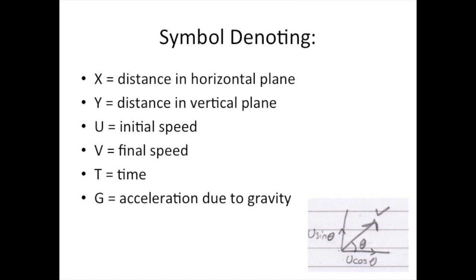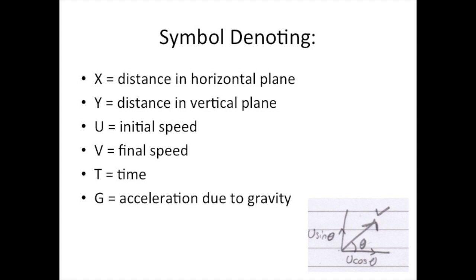So let's get some symbols cleared up before we start. X will equal the distance in the horizontal plane, Y is going to equal the distance in the vertical plane, U is going to equal the initial speed, V is going to equal the final speed. T is going to equal time, and G is going to equal the acceleration due to gravity.